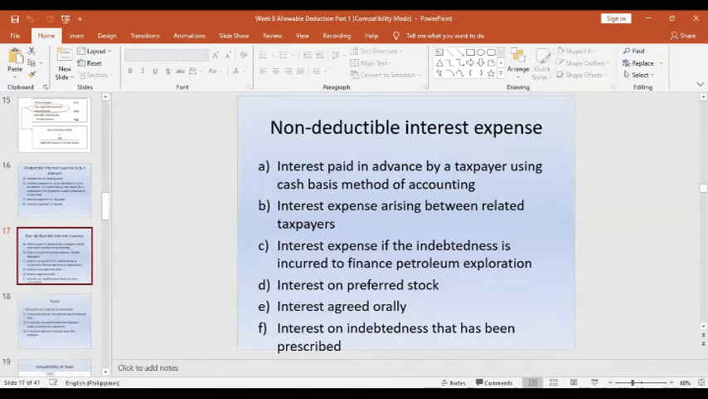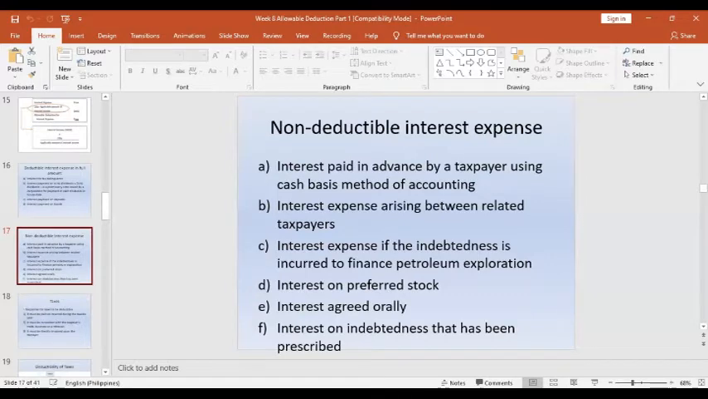And please take note that there are also interest expenses which are non-deductible to the gross taxable income. This is under the National Internal Revenue Code. So what are those non-deductible interest expenses to the gross taxable income? Of course, the interest paid in advance by the taxpayer using the cash basis method of accounting, because some interest is paid in advance to borrow the whole amount of the proceeds. So this is non-deductible interest expense to the taxable income.